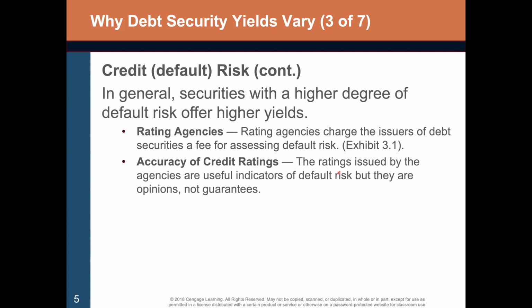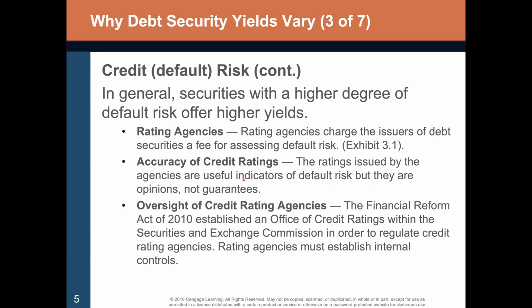Accuracy of credit ratings. The ratings issued by agencies are useful indicators of default risk, but they're just opinions and they're not guarantees. The oversight of credit rating agencies was changed in 2010 with the Financial Reform Act of 2010. It established an Office of Credit Ratings within the Securities and Exchange Commission, the SEC. So now they have an Office of Credit Ratings in order to regulate credit rating agencies.